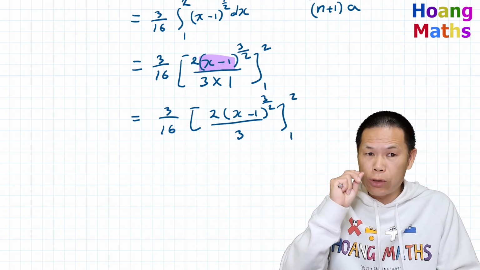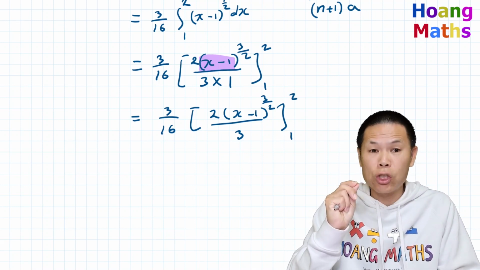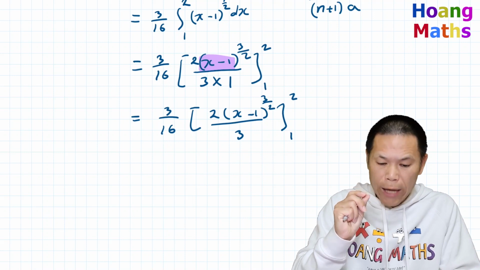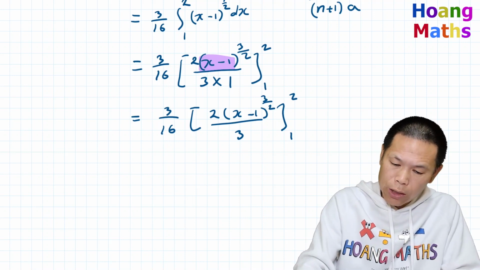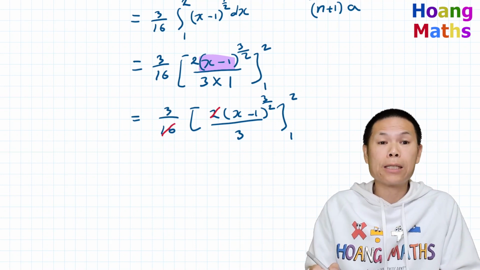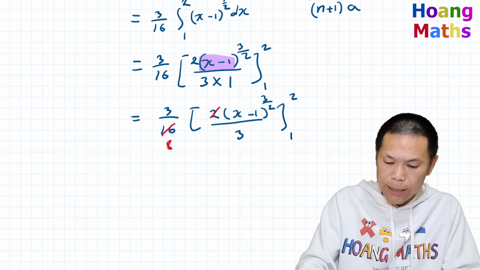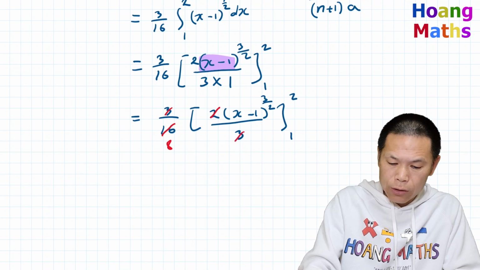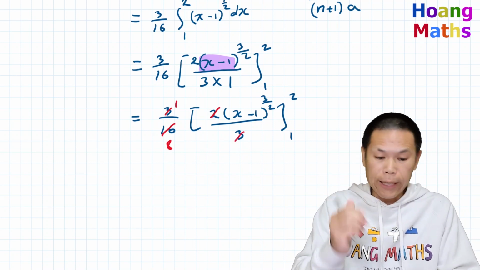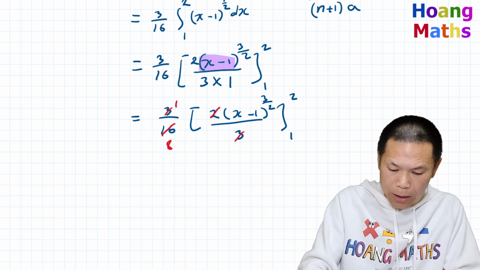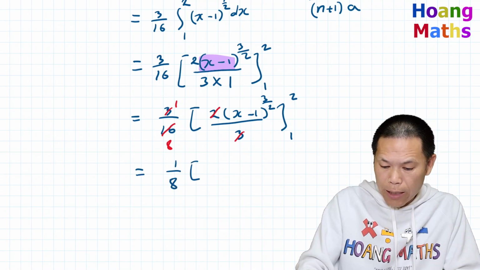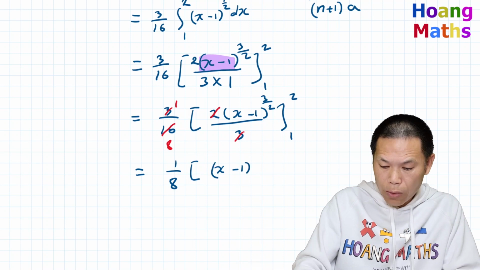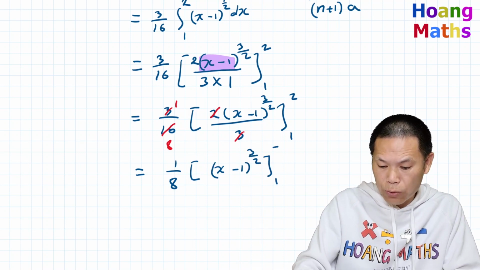So what I do, I need to simplify this a bit further. I can just take 2/3 out, or I can times 3 over 16 in. Okay, so in other words, these 2 we can cancel with this 16. So that gives me 8. And these 3 cancel, so that gives me 1. So 1, 8, outside brackets. So that is 1 over 8. And then that x minus 1, 3 over 2, and from 1 to 2.